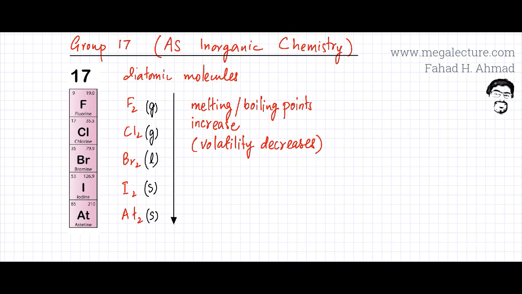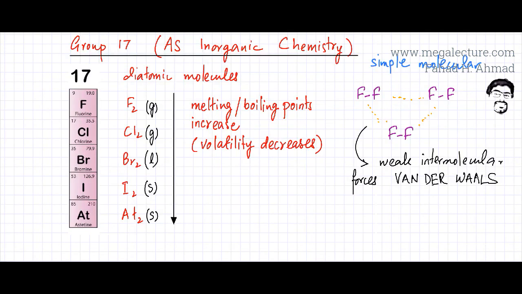Now, to explain the trend in melting points and boiling points, what you must first know is that these are simple molecular structures, which means there's a tiny F2 molecule, another tiny F2 molecule, another small F2 molecule, and these molecules have very weak intermolecular forces between them. These weak intermolecular forces are called van der Waals forces.